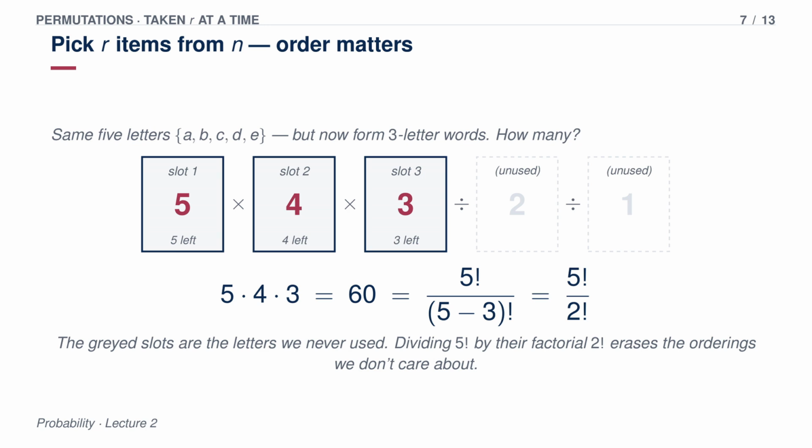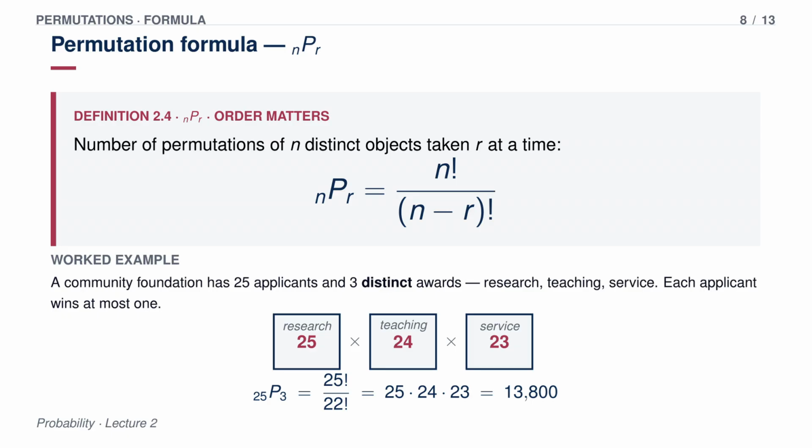Order matters. Let's ground this in a real-world scenario from the sources to make it clear. Good idea. A community foundation has 25 scholarship applicants. They have 3 distinct named awards to give out. Let's say a prestigious research grant, a teaching fellowship, and a community service award. Okay. If we plug that into our nPr logic, we have a pool of 25 people and we are picking 3. Using the multiplication rule, that's 25 choices for the research award, 24 choices left for the teaching award, and 23 choices left for the service award.